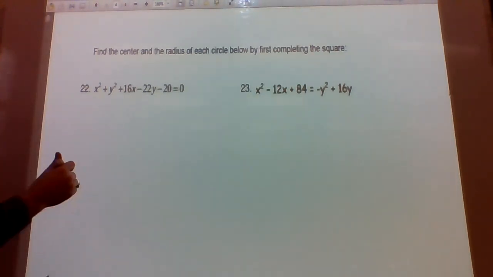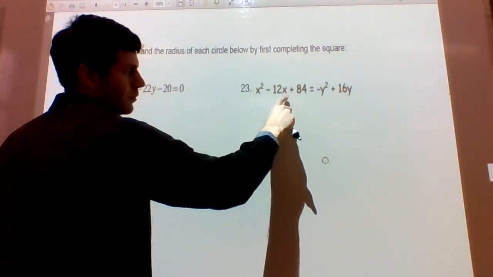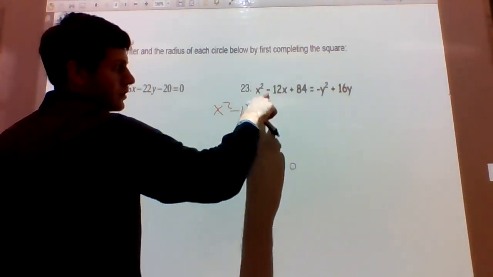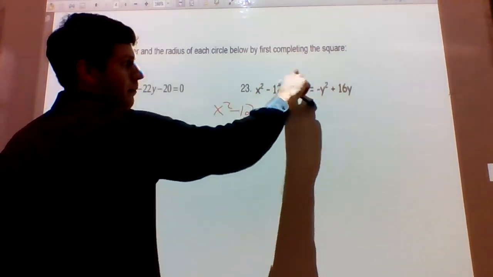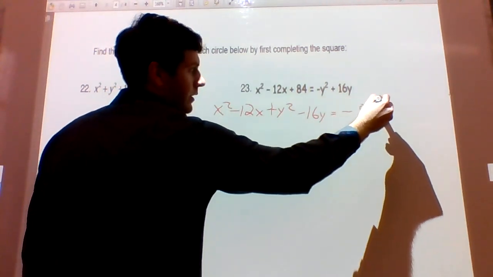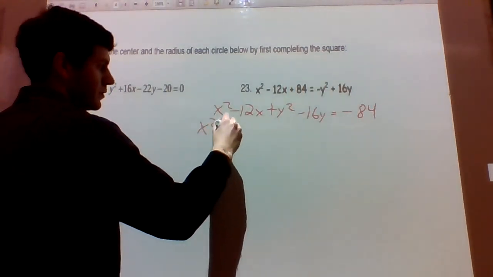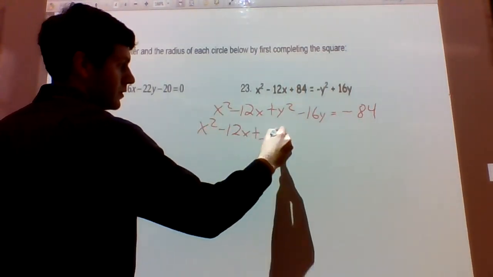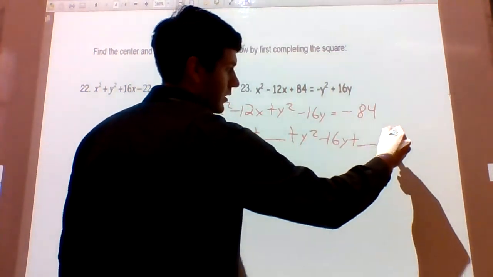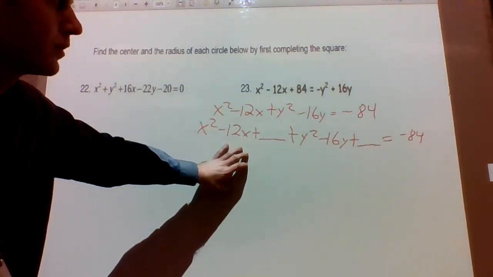Okay, so we want to reorder this. So we want to move y squared and y to this side, and then move 84 to the other side. So we're going to end up with x squared minus 12x plus y squared minus 16y equals negative 84. Again, we want to leave some space. So x squared minus 12x plus something plus y squared minus 16y plus something equals negative 84. Again, we're trying to find a number that's going to make this a perfect square.